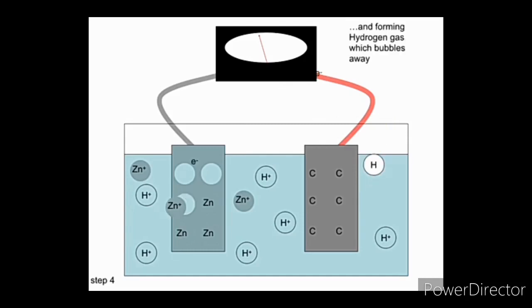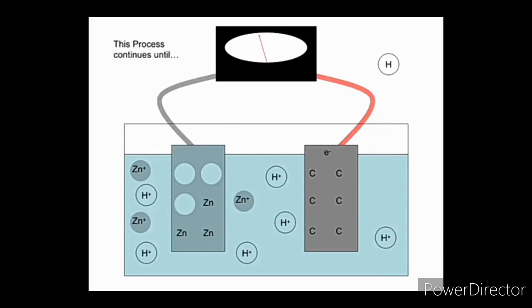In order for the graphite to gain more electrons, it needs to go back to being neutral. The electron is picked up by a positive hydrogen ion in the acid, making the graphite neutral again and forming hydrogen gas, which bubbles away.